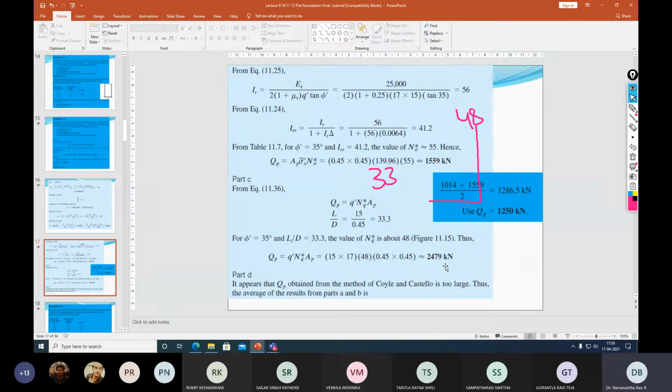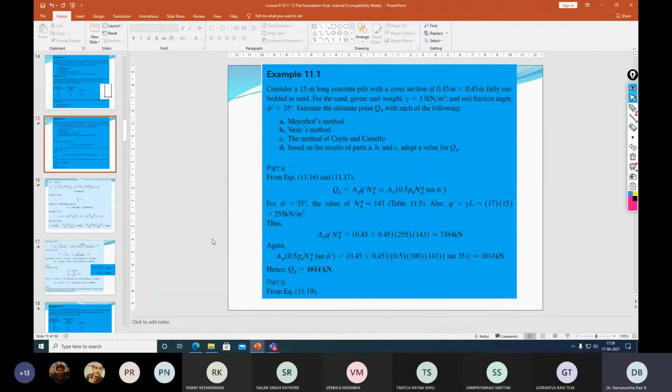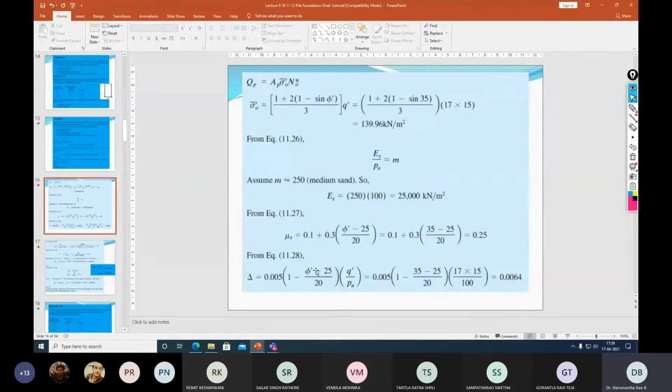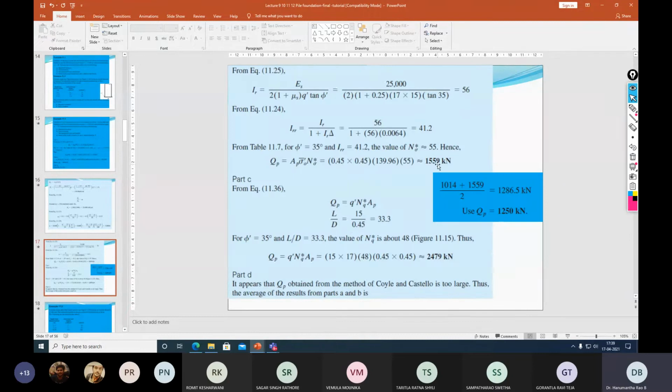Now the last part of the sum is what is the value of QP based on parts A, B and C. Now here if you compare the QP values, from the Meyerhof method it is 1014, from the Vesic method it is 1559, and from the Coyle and Castello method 2479. If you are so confident, then you can take the average of all the three. There is no problem absolutely.